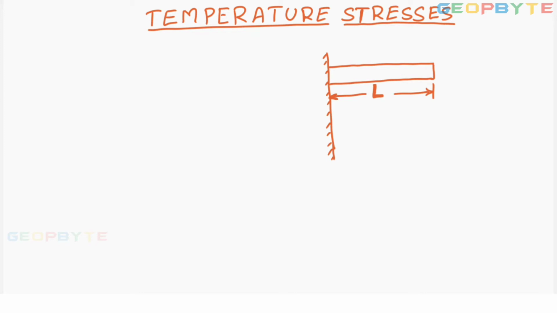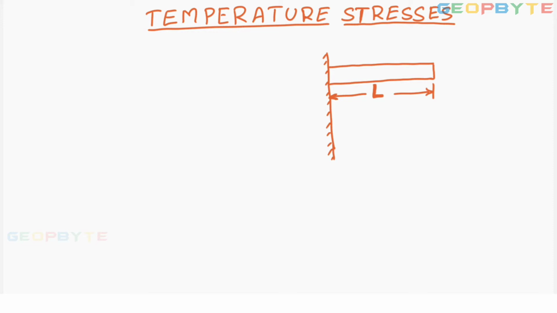Whenever, let us take steel, whenever the steel temperature is increasing, the nature of the steel is that by the time the temperature is increasing, it is going to elongate. Whenever the temperature is decreasing, it is contracting. That is the nature of the material.